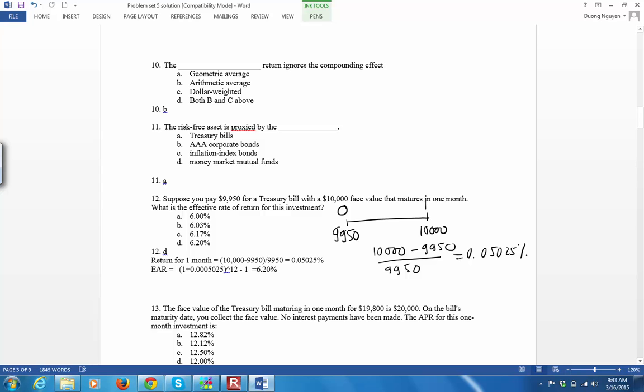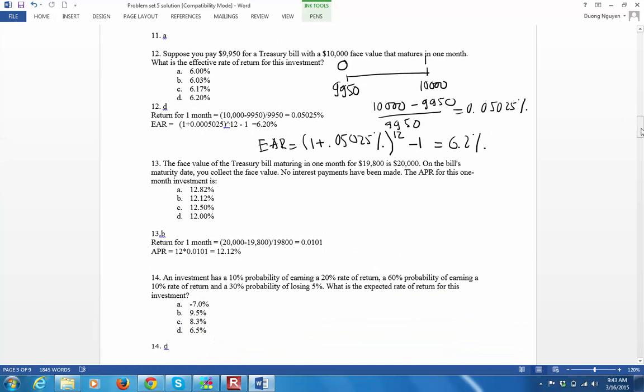Alright, and this is equal to 0.05025%. Okay. Now this is the return for 1 month, and if we want to know the effective annual rate, it is 1 plus the monthly rate raised to the power 12. So EAR equals 1 plus the monthly rate over here, which is 0.05025%. Now you have to convert to percent. The whole thing raised to the power 12 minus 1, and you get 6.2%. So in 1 month you get about 0.05%. In 1 year, the actual rate is 6.2%.